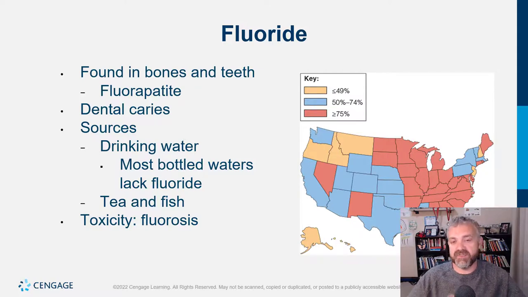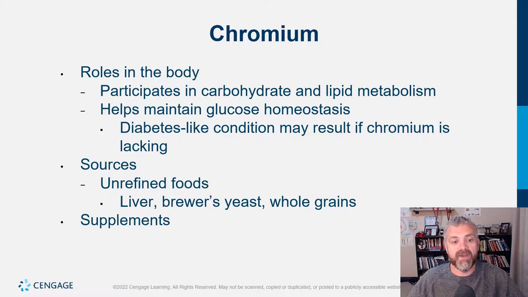Toxicity of fluoride, which is a common side effect of fluoride in the drinking water: about 10% of kids can develop fluorosis, which causes this issue with the teeth. All right, chromium. I have one interesting thing to say about this. Chromium participates in carbohydrate and lipid metabolism, but the key thing is right there. It helps maintain glucose homeostasis. So a diabetes-like condition, hyperglycemia, high blood sugar, may result if chromium is lacking.